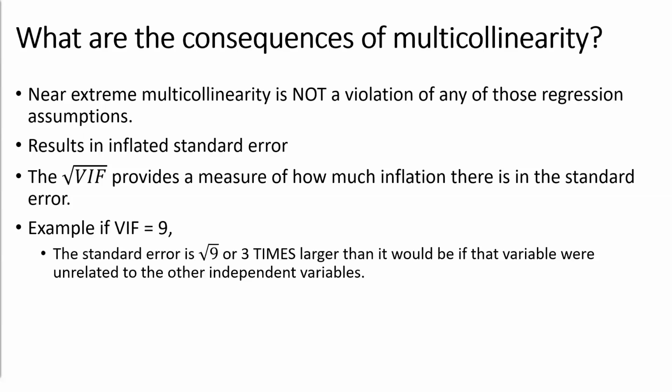So if we have a VIF of 9, which is pretty darn high, then the square root of 9 is 3, right? So we can interpret that to say that our standard error is 3 times larger than it would have been if that variable were unrelated to the other independent variables. So we can use that variance inflation factor as a measure of just how affected our model is by collinearity present in our variables in our equation.